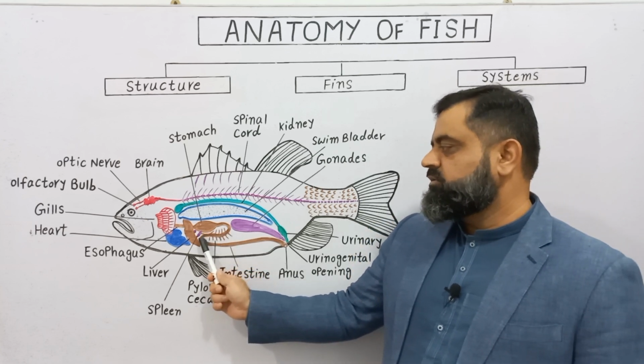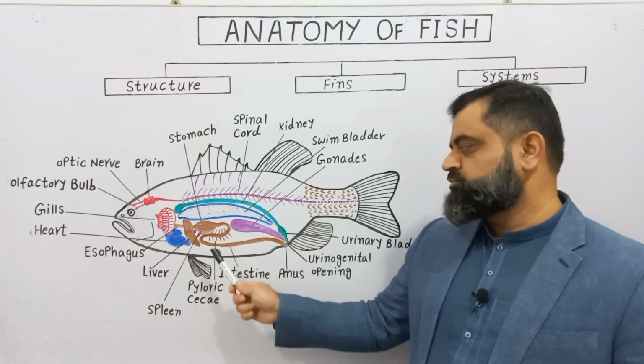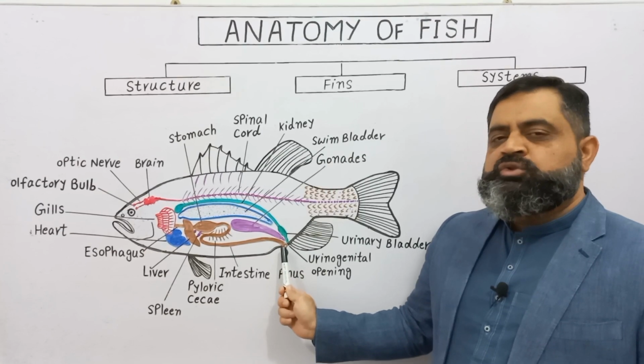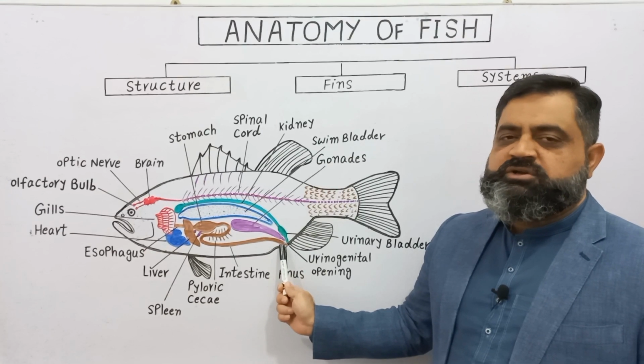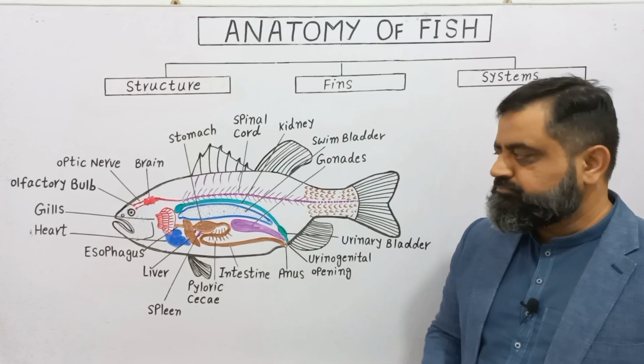After digestion in the small intestine, the food is absorbed and the remainder is transported into the large intestine, which opens outside through the anus, which is present on the posterior and ventral side of the body.